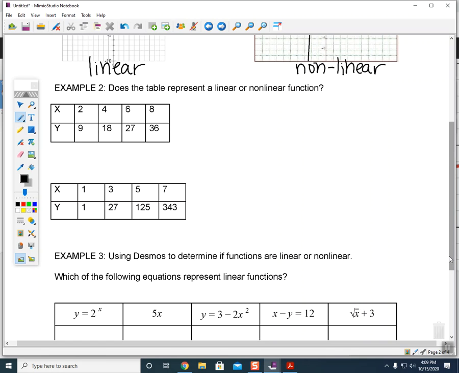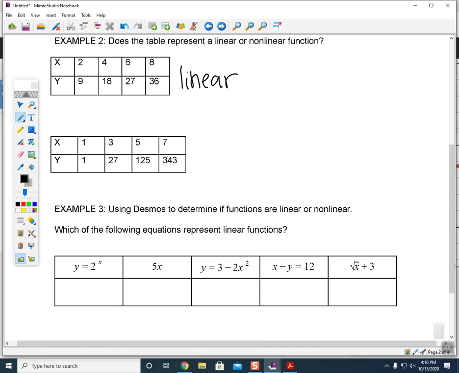Well, if I look at my first table here, I go from 2 to 9, 4 to 18. Well, to get from 9 to 18, I go up 9, right? That's constant. To go from 18 to 27, oh, that's also 9, right? These happen at a constant rate of change. This is a linear function. All of my y values are 9 spaces apart. It is consistent, and it's constant.